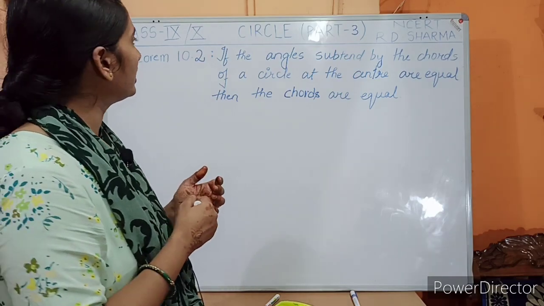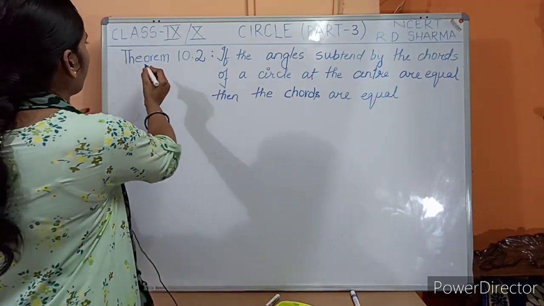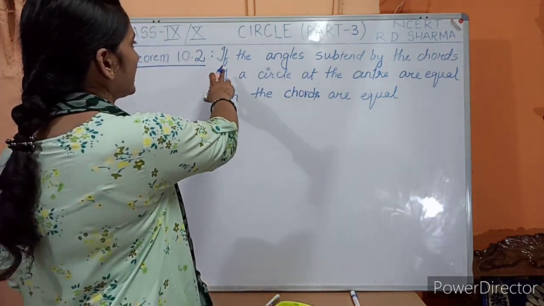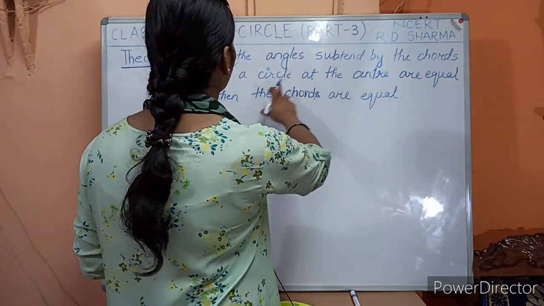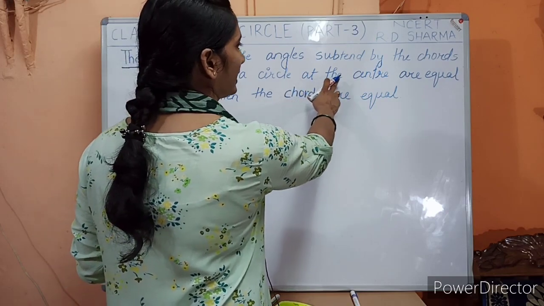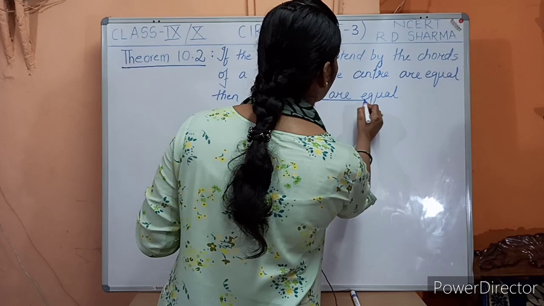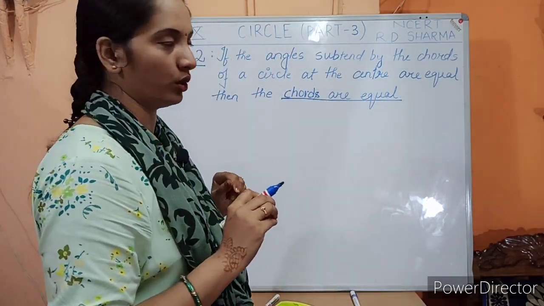I'm just reading out the theorem. This is Theorem 10.2. You may check it out in your NCERT. It says that if the angles subtended by the chords of a circle at the center are equal, then the chords must be equal. मतलब यहाँ हमें prove करना है कि chords भी equal होगा, ठीक है?